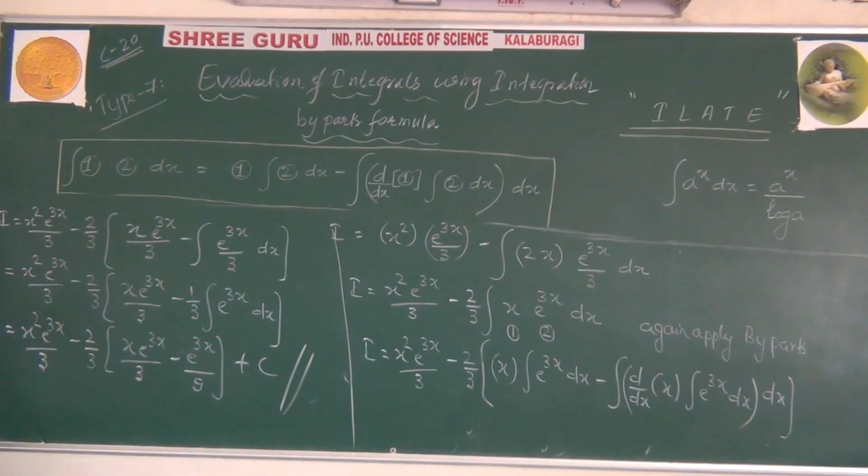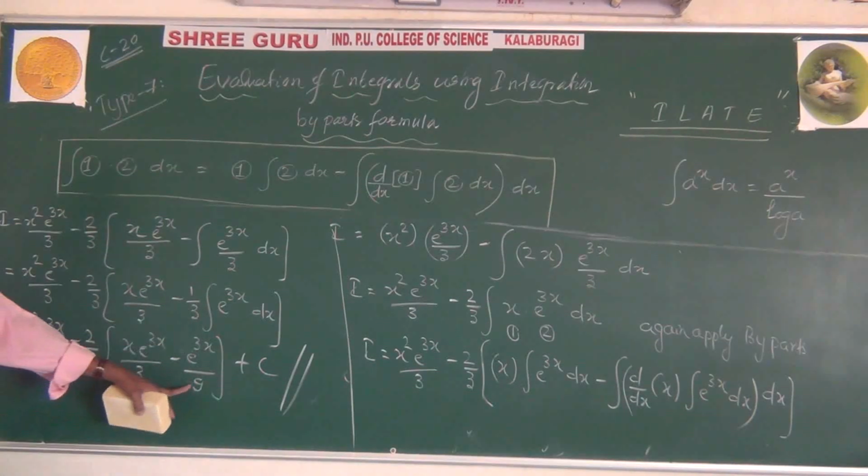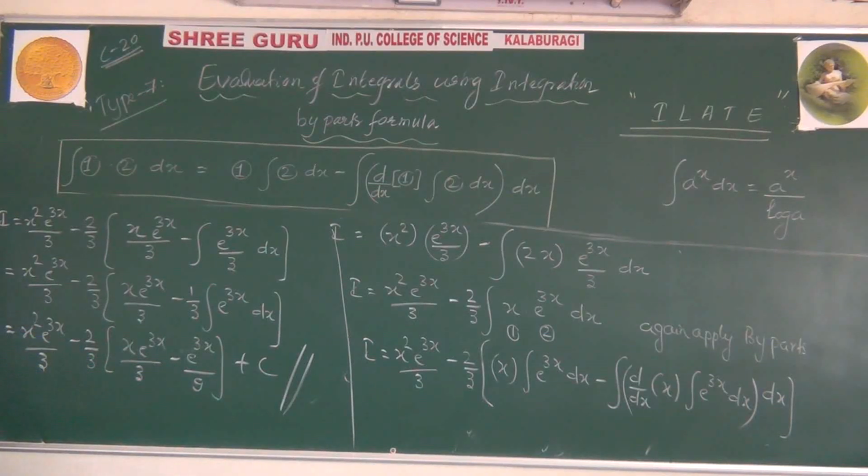One more step we can continue; it's not an essential step. The bracket can be multiplied. What we get: 2x e power 3x by 9. Then minus into minus plus 2 e power 3x divided by 9 into 3, which is 27.